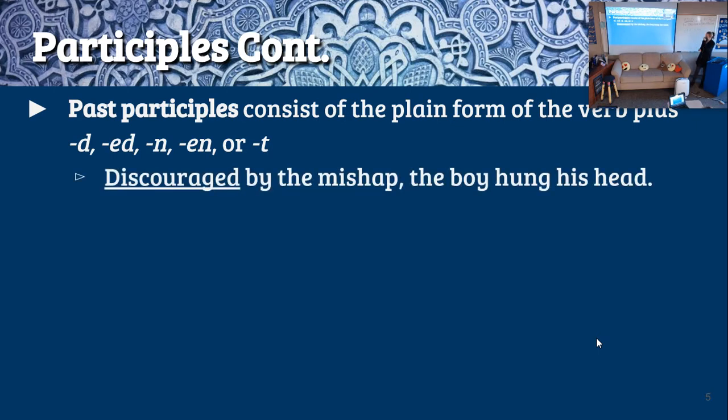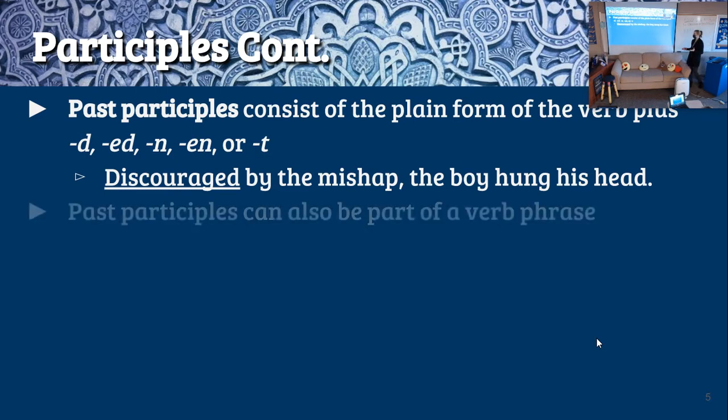Discouraged by the mishap, the boy hung his head. So discouraged is a past participle. What word in this sentence is discouraged modifying? Who's discouraged? Boy. Okay, so discouraged here is modifying boy. So again, it looks like a verb, but it doesn't act like a verb. It acts like an adjective, which makes it a participle.